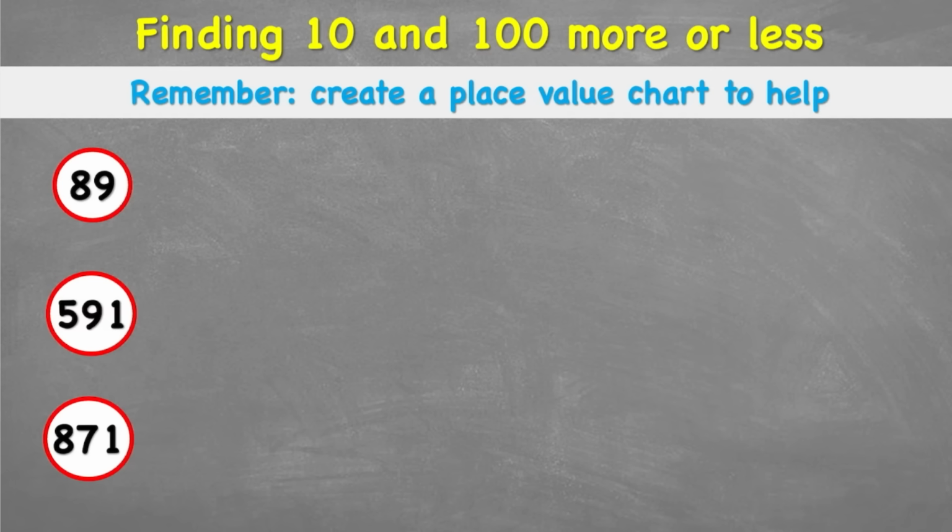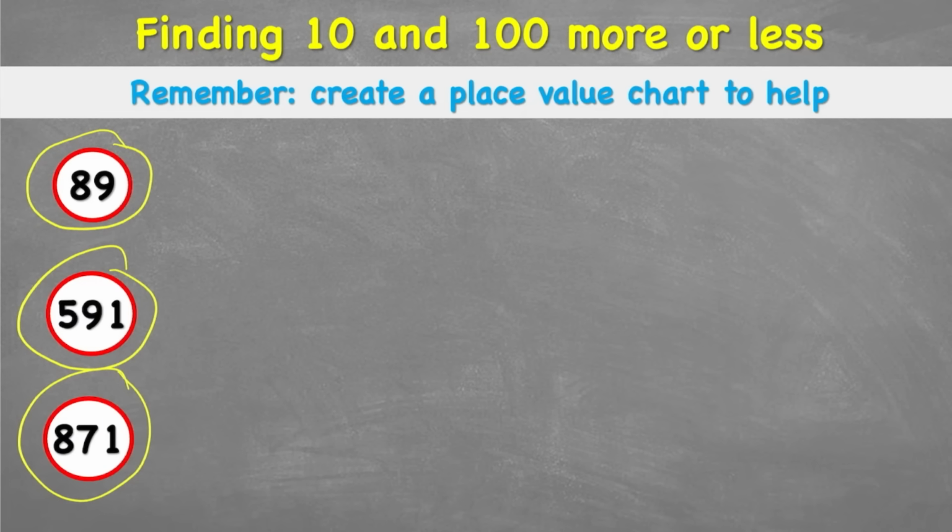Here you go. Here are 3 numbers for you to have a go at. Find 10 and 100 more and less than each of these numbers. Have a go at working these out on some paper. Take your time. Press pause on the video now.